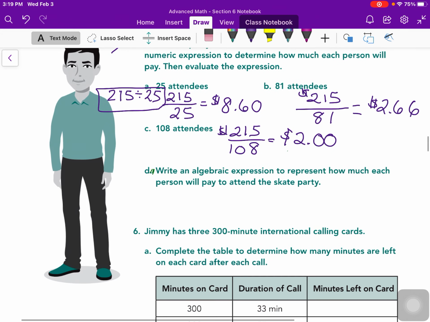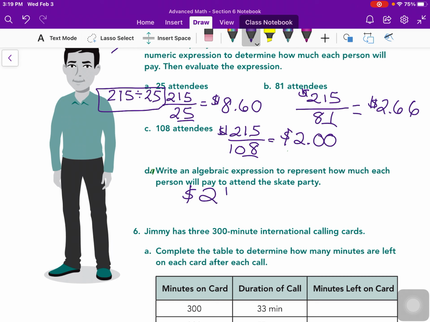All right, so it says write an algebraic expression to represent how much each person will pay to attend the skate party. So in every case, I knew the number. I knew it was 25, 81, 108. What if I didn't know what it was? That's where my algebraic expression comes in. So I can write it like this.